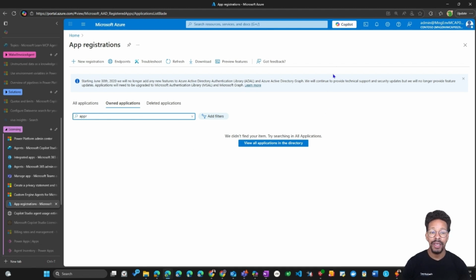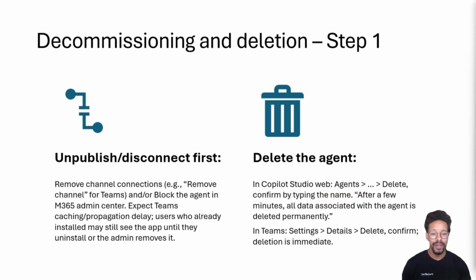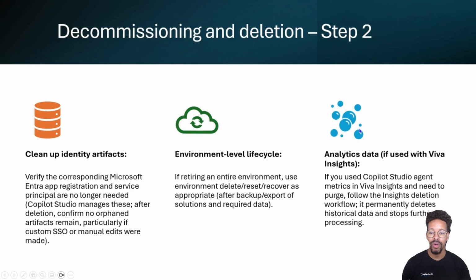So now we have covered some steps. We have deleted the agent in Copilot Studio. We have done the M365 deletion, and in Teams we've also done the same thing. So quick step two, this is just checking that the Entra app registrations are no longer needed. You check if they aren't deleted, and check all the orphan artifacts if they're deleted. If you created some manual authentication, this also has to be deleted, and make sure they're all gone.